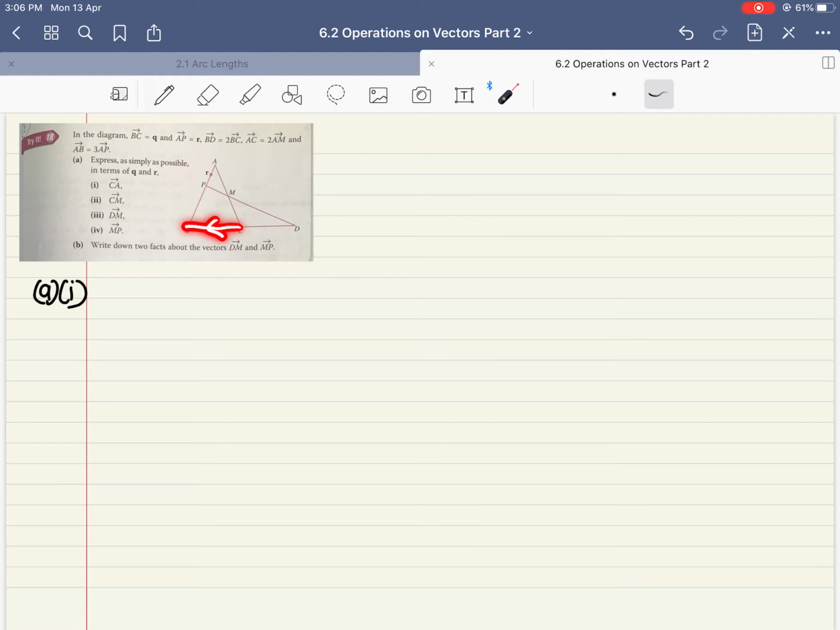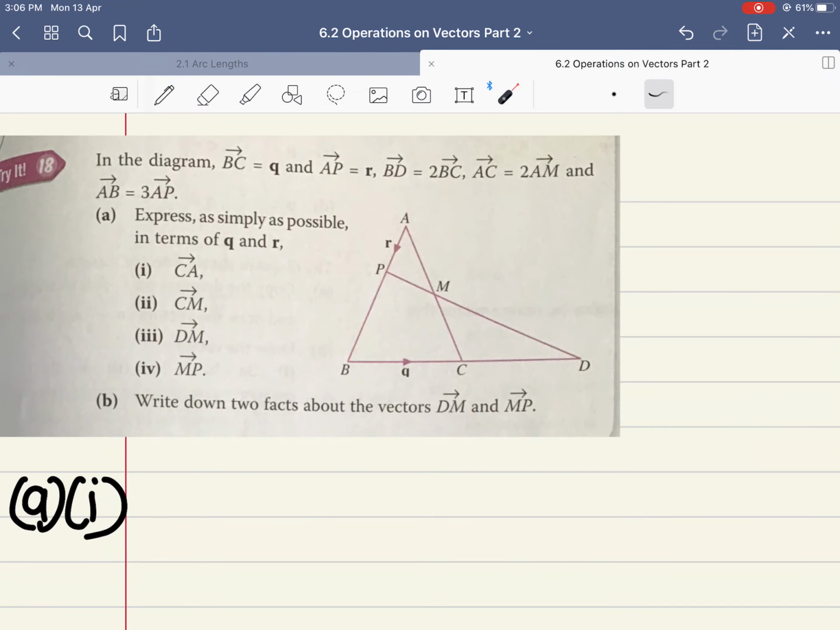So CA, another way of saying CA is actually the vector CB plus BA. Okay, so now before I even start, they tell us that AB is 3 times AP. So this is R. So this whole thing will give me 3R. Or if you want from here to here, this is 2R. So if I just fill it in, this portion here is 2R.